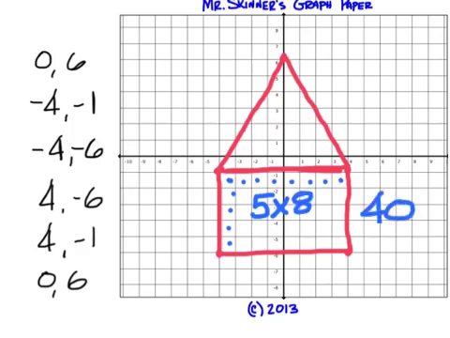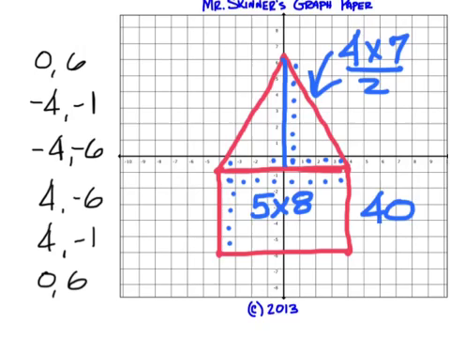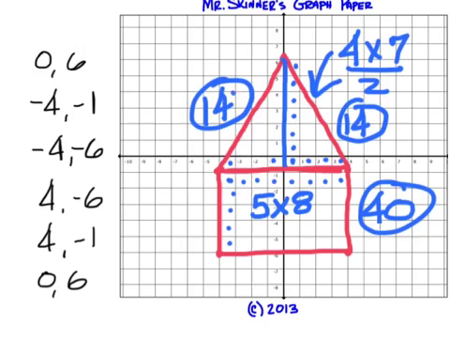And then on this one up here we can cut it in half, and we have 1, 2, 3, 4, 1, 2, 3, 4 on either side, so they're both the same. So we're going to have 4 times something divided by 2 for this one. And the height is 1, 2, 3, 4, 5, 6, 7. So 28 divided by 2 is 14 for that one, as well as 14 for this one. If you add up 14, 14 to get 28, and then 40 to get 68, you have the right answer.